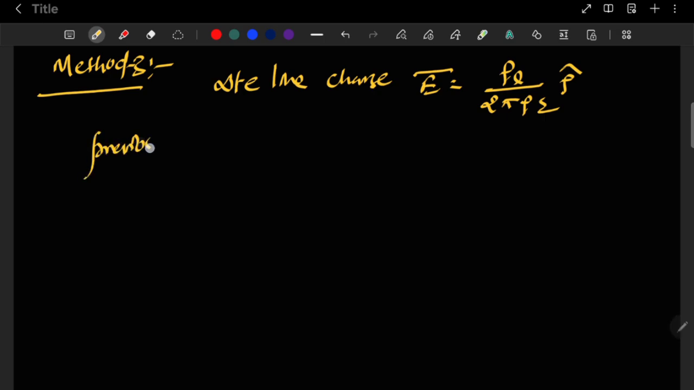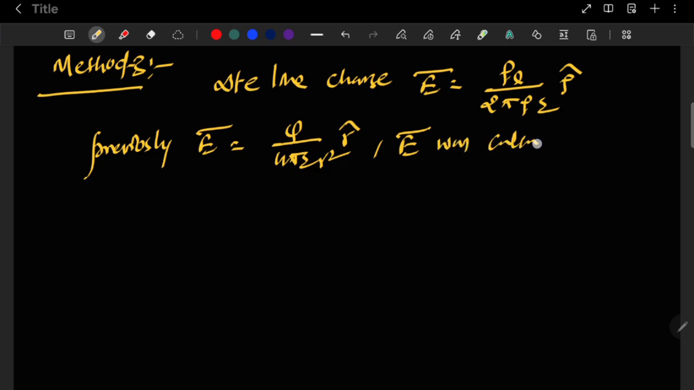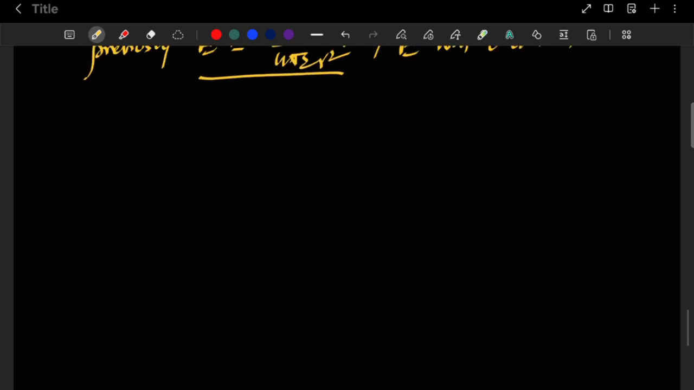Previously, using E bar is equal to Q by 4 pi epsilon into R square into R cap, we have done the derivations and E bar was calculated. But now, instead of using this one, we are going to use this one. That means instead of dividing the entire sheet into points, now we have to divide the entire sheet into lines.